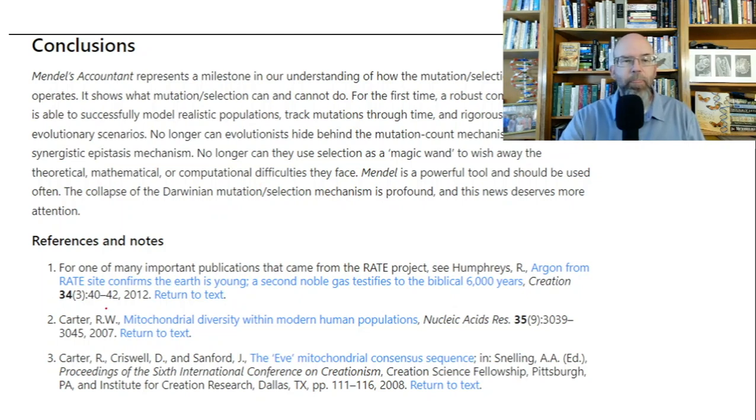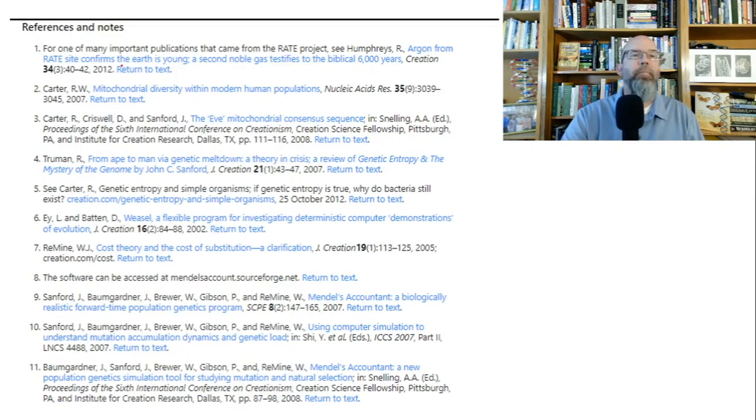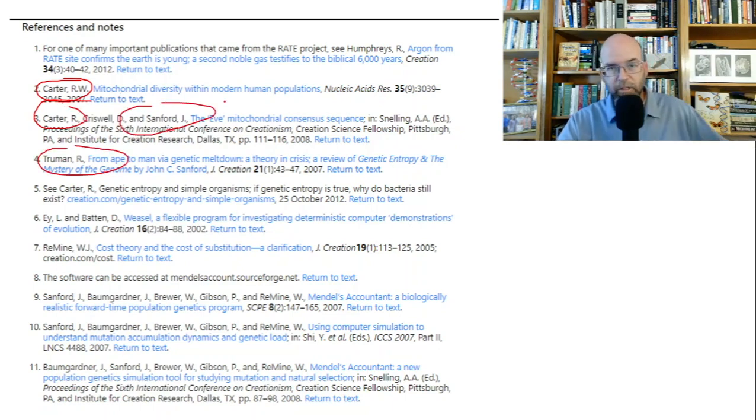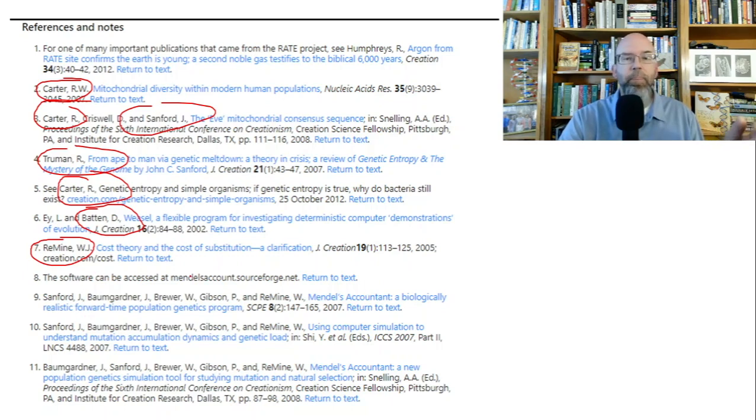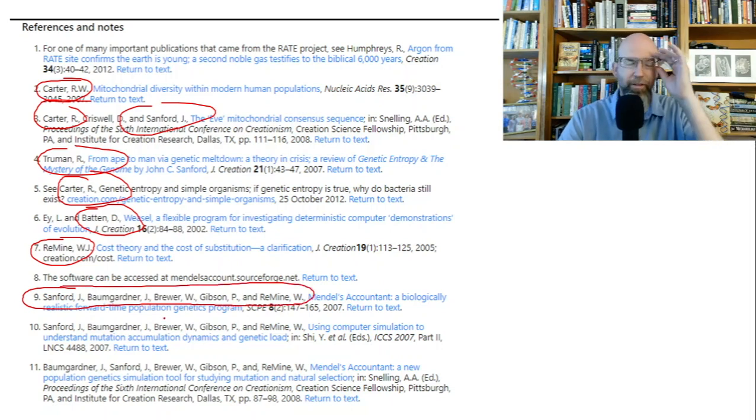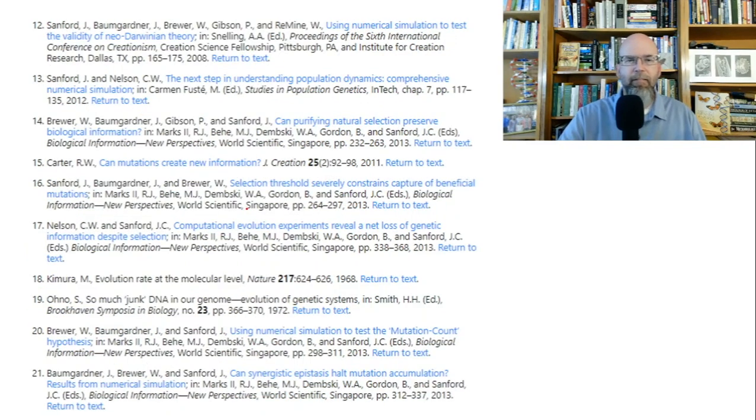So here we have Carter, Sanford, boom. All right, we've got Carter, Sanford, Truman, who's a young earth creationist, Carter, Batten, that was our first article, the first person we looked at, Batten. Remine, that's one of the authors of the original software package. Sanford, Baumgartner, Gibson, Remine, well, that's the actual program itself. Here they are again. Sanford and Nelson.